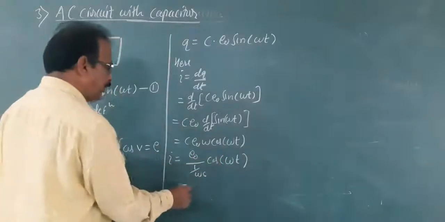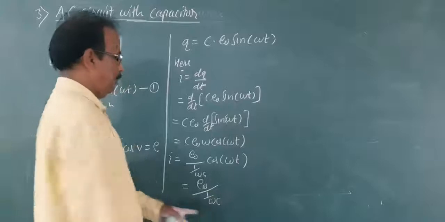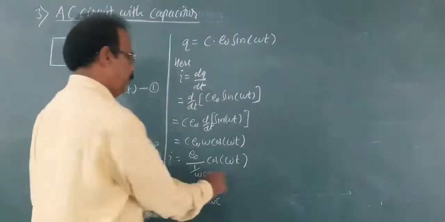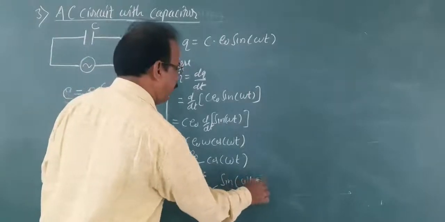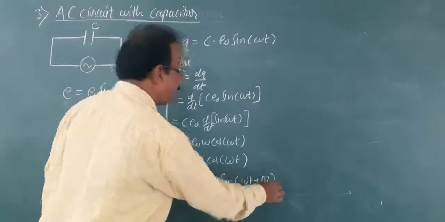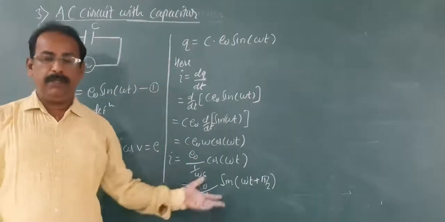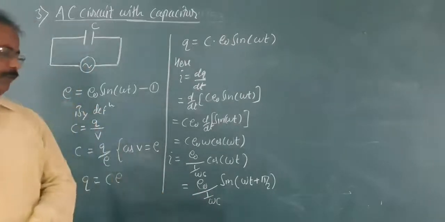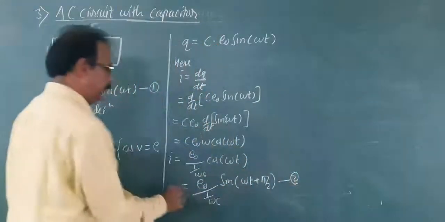Write this cos in terms of sine. It is equal to sine of omega t plus pi by 2, since sine of omega t plus pi by 2 gives you cos of omega t. This is the equation for current.